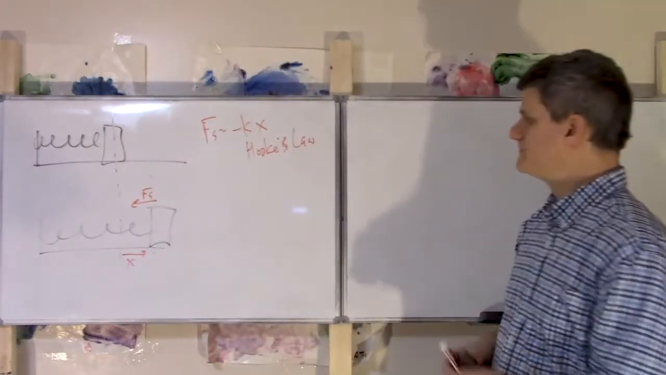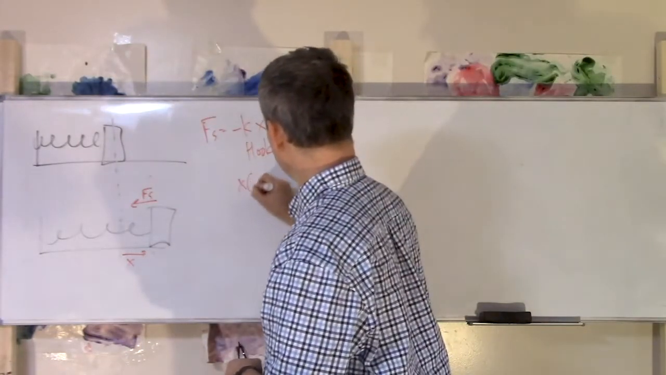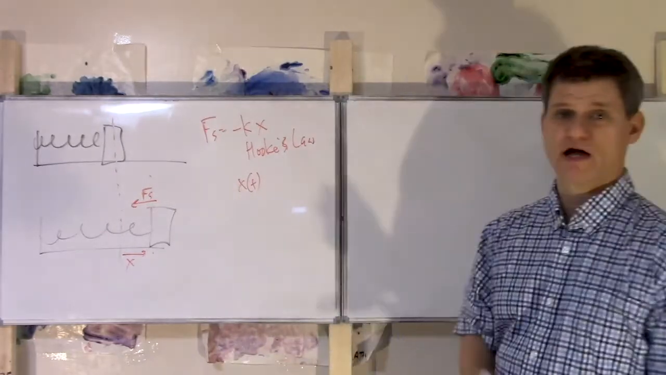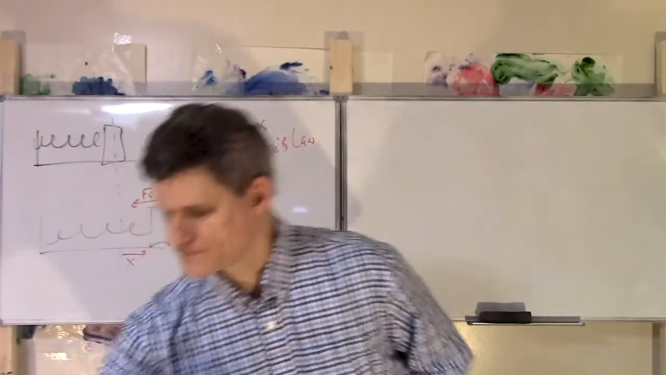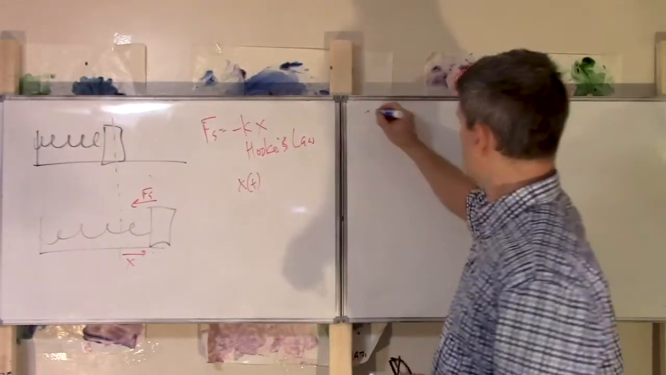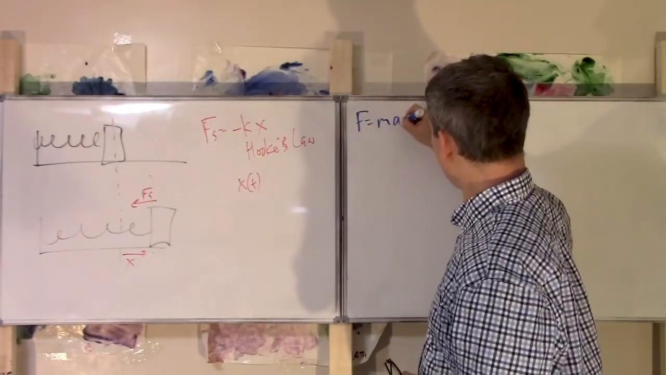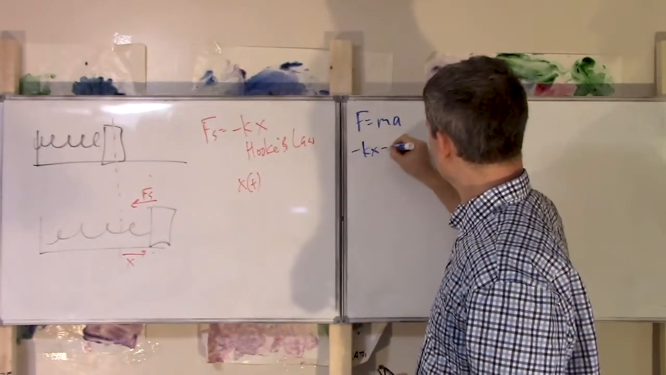And the question is, what is the motion? So let's find the motion x of t. So how are we going to do that? Well, we could do that by using the fact that F equals ma. So F equals ma. Okay, the force is negative kx.